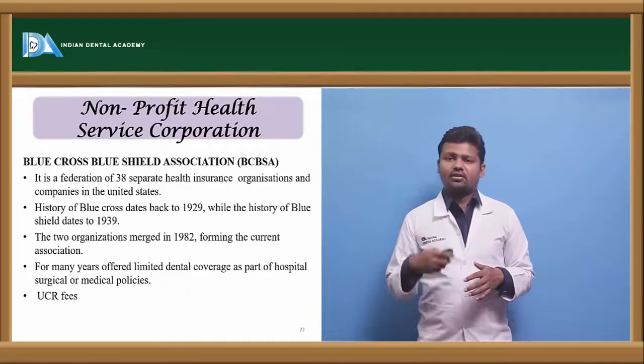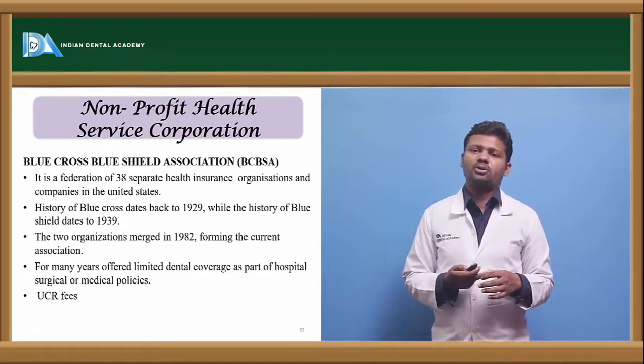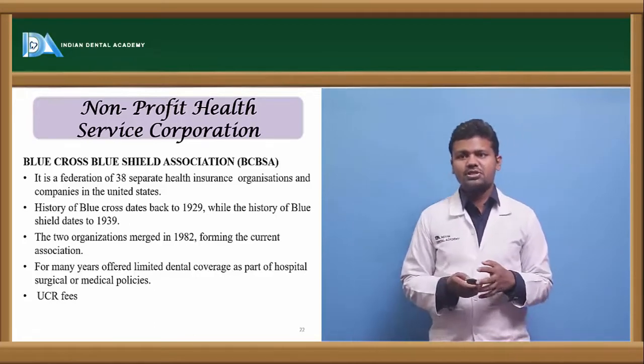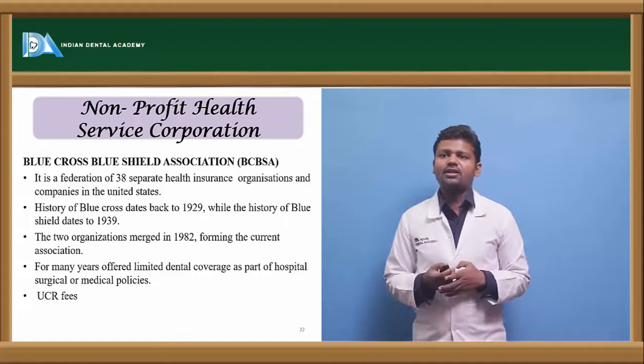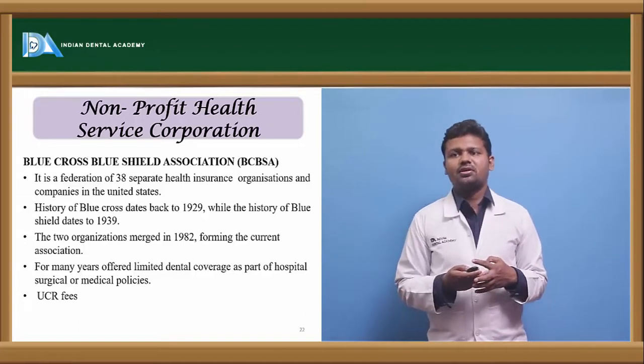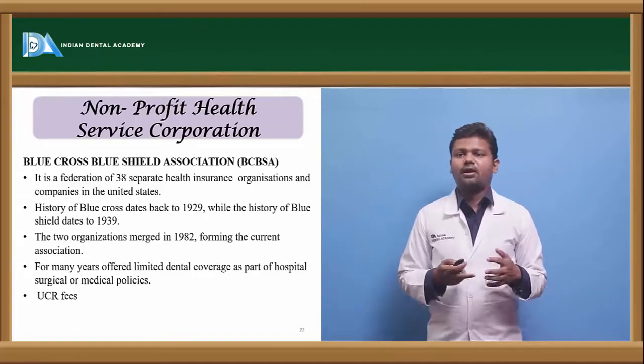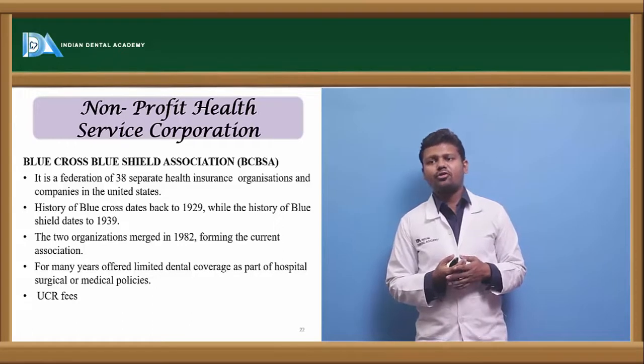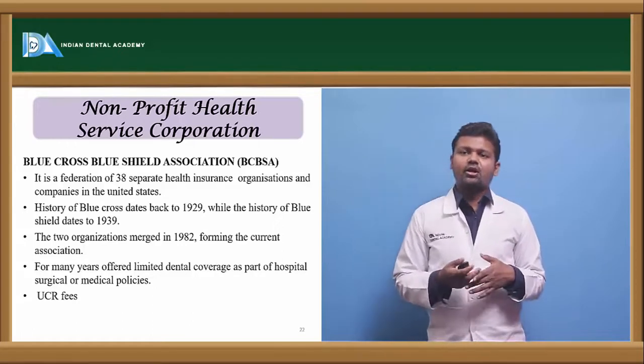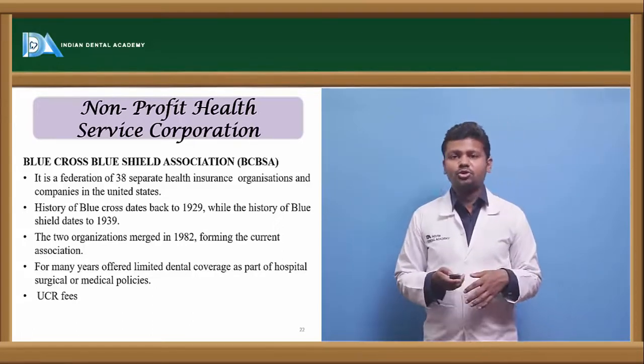Then there is another non-profit health service corporation, the Blue Cross Blue Shield Association. It is a federation of 38 separate health insurance organizations in the United States. Two organizations merged in 1982, forming the current association, and it usually follows the UCR concept.